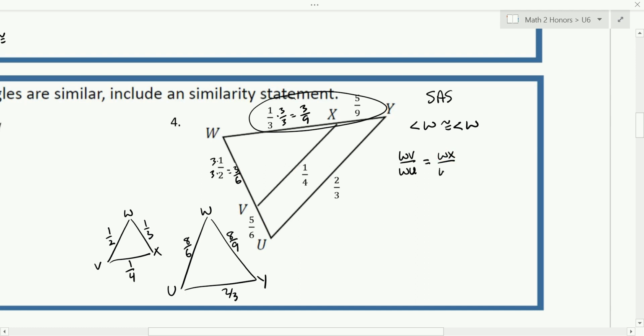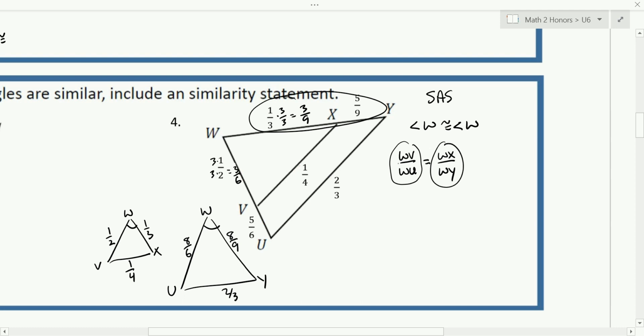WX over WY. Nobody said VX or UY. Could we use those? No, we can't. Why not? Because we're working with side angle side, right? And so we have to use the sides that are connected to that angle. Okay. So let's find out what each of these are separately and see if they equal the same thing.